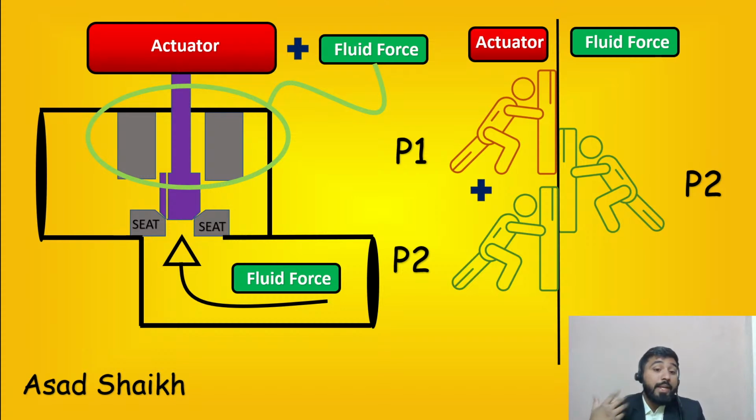When is this design good? It is good when you have very high DP or your line size is too large, because if your line size is too large, your actuator sizing will become big again.